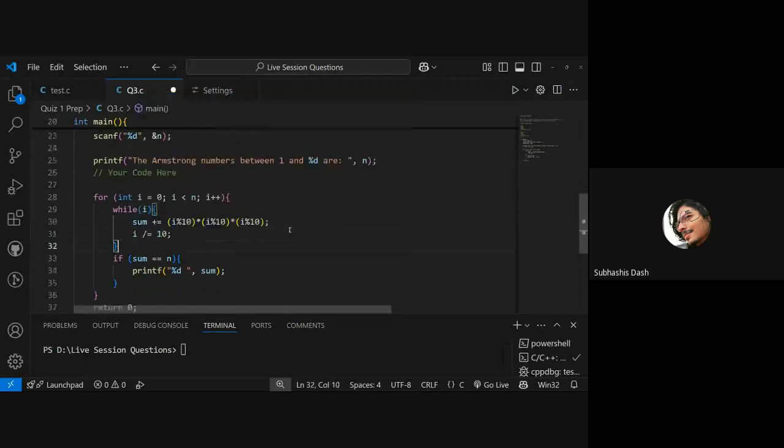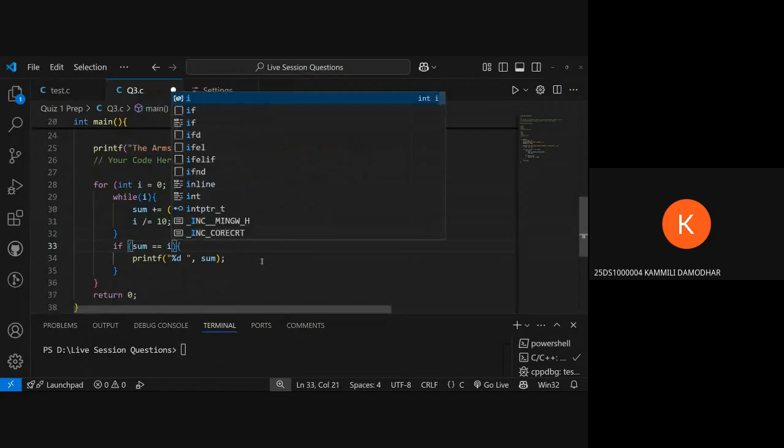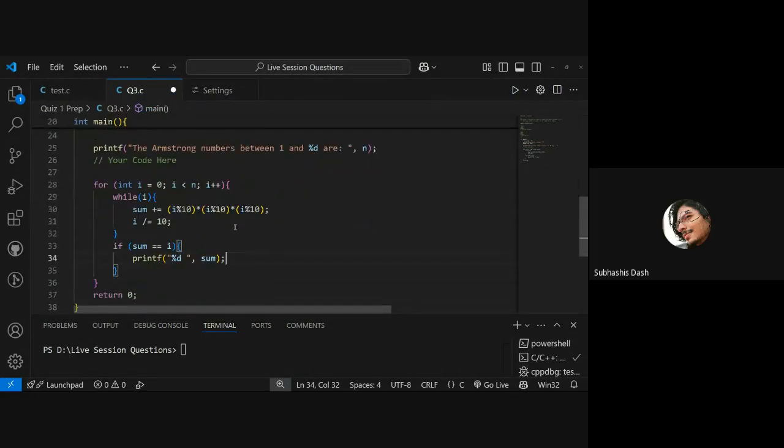Because we are checking numbers as i, not a fixed value. That is correct. So we are checking the instances or the iterations one by one. So first we are checking 1, then 2, then 3, then 4, up until some number n.